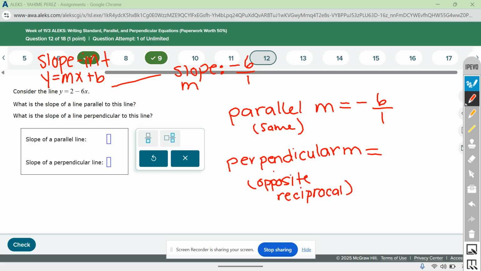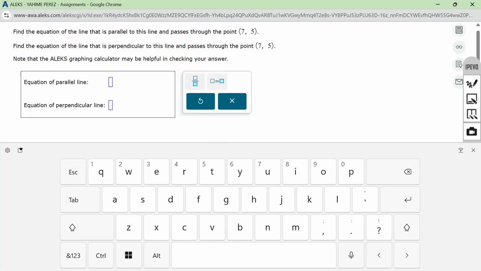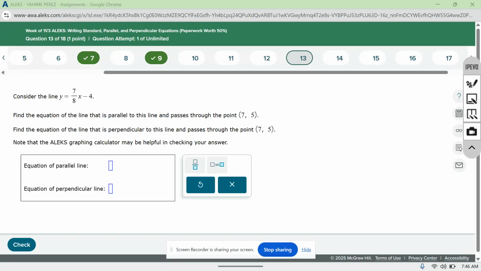I'm going to make this positive, and I'm going to flip the fraction to be 1 over 6. Okay, next one, 13. Now we're just writing equations. So let's figure out the slope here. This, where y is alone.